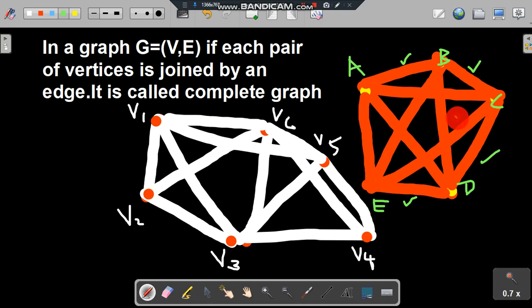EC joined by an edge. EB joined by an edge. AC joined by an edge. AD joined by an edge. So each and every pair of vertices is joined by an edge. Okay, am I correct? So such a type of graph, we call it a complete graph.